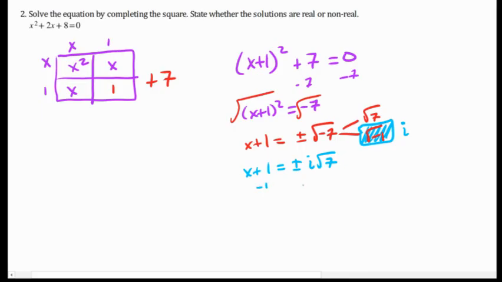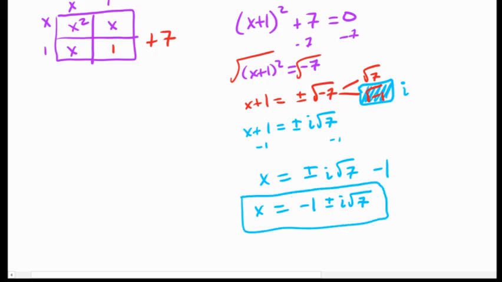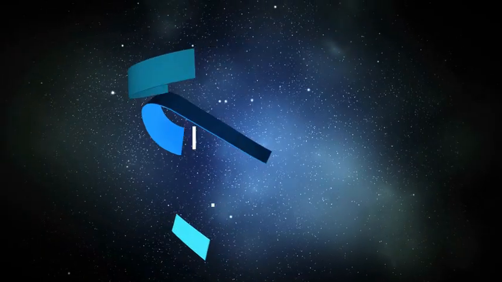And then I'm going to subtract 1 from both sides to get my final answer of plus or minus i root 7 minus 1. And again, just like the last problem, you can rewrite it if it makes more sense to you to say negative 1 plus or minus i root 7. Whatever feels neater to you is fine with me. Doesn't really matter, but there are our two answers. And since we have an i in our answer, we say that those are both non-real answers.